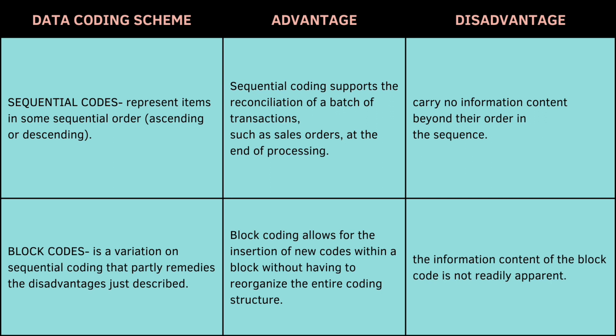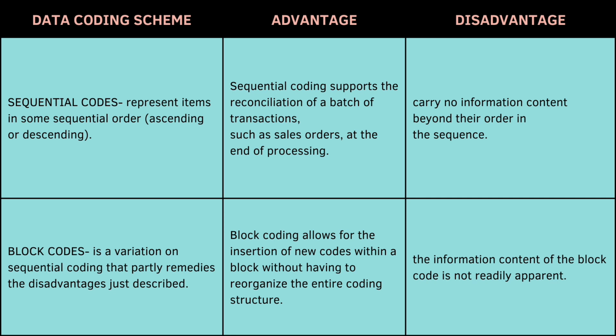Next, we have block codes. It is a coding method where specific ranges within a coding scheme are assigned to represent different classes of items. So, for example, in a chart of accounts, each account type might be assigned a specific block or range of numbers. This helps organize and classify data more efficiently compared sa sequential coding, especially in contexts like accounting where distinct categories are essential.